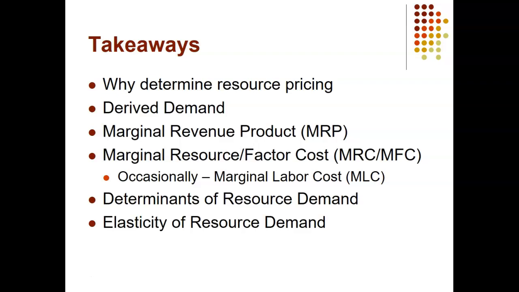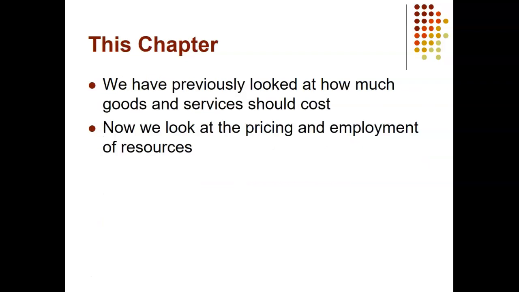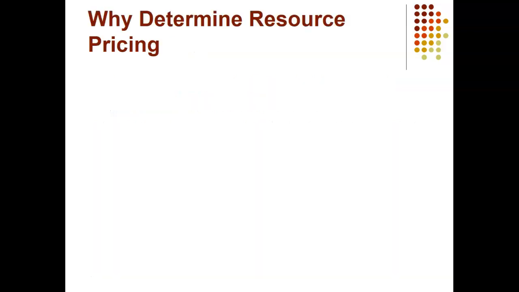So you can see we're going to talk about a lot of different things, and the reason why is we have all the background information from the product market. So again, previously we looked at how much goods or services should cost. Why would somebody want to buy that good or service? And so we're looking at the product market. Now we're looking at the other side, that resource market, looking at the pricing and employment of resources, mostly on the labor side, but it could be extended to other things as well.